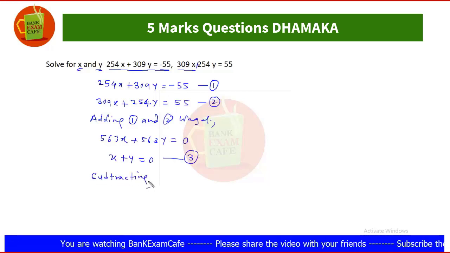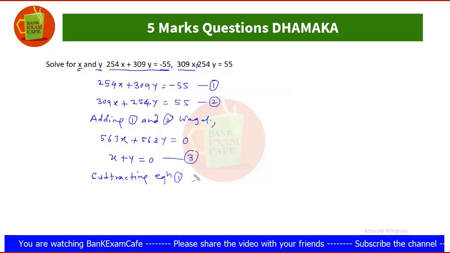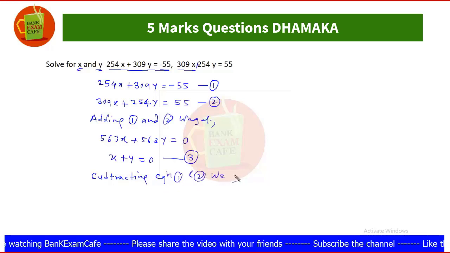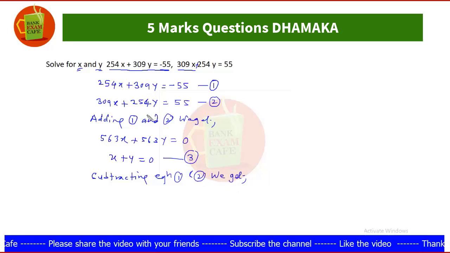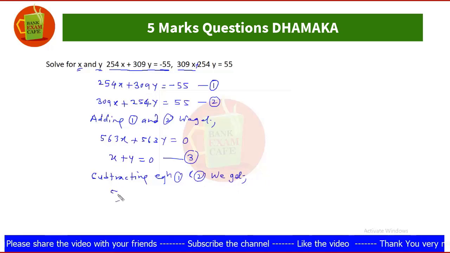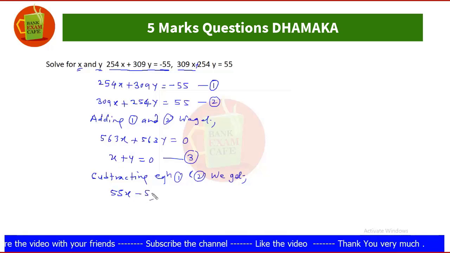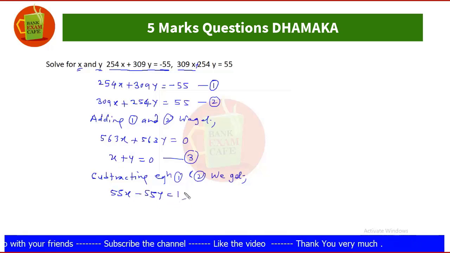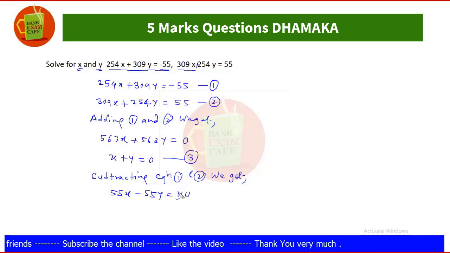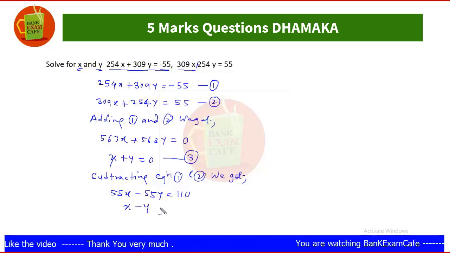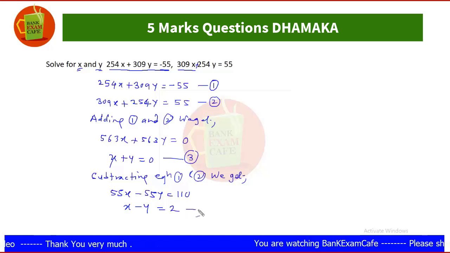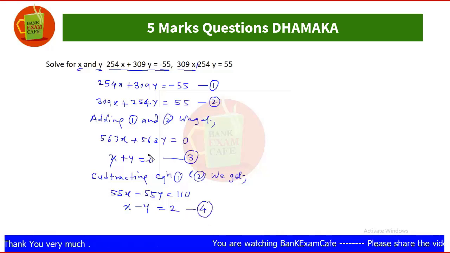After subtracting equation 1 and 2, we get 55x minus 55y, which is equal to 110. So here 55 is the common factor, so divide by 55 throughout the equation, so it will be x minus y, which is equal to 2. Let this be equation number 4. Now solve equations 3 and 4 simultaneously.